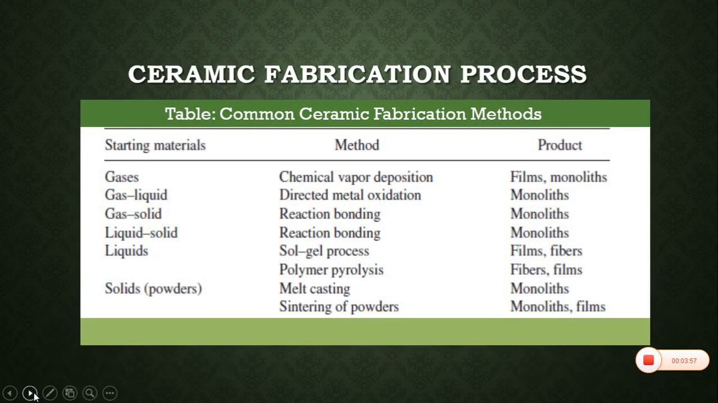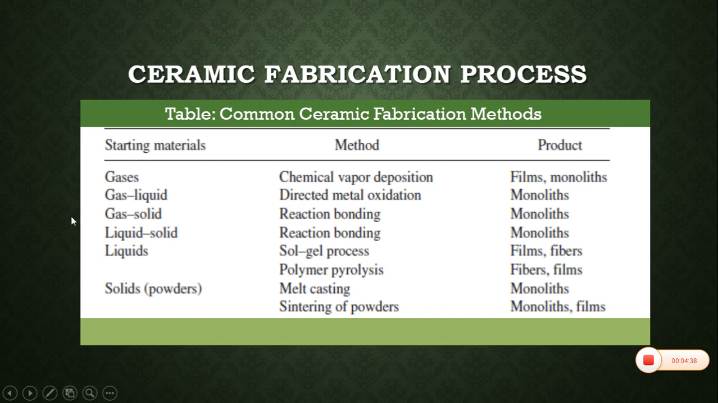Now, there are a number of fabrication methods through which we can fabricate ceramics. Broadly, we divide the ceramic fabrication process on the basis of starting materials into three groups: the gaseous phase, the liquid phase, or the solid phase. Here the table shows some of the methods classified on the basis of the starting materials. Here you can see few have more than one starting material.